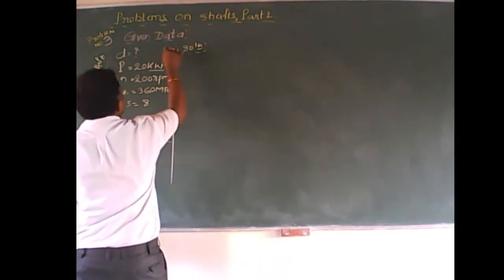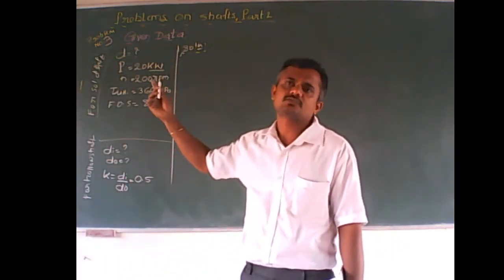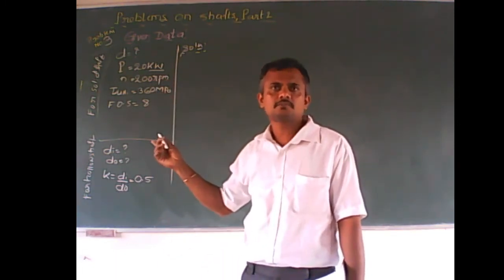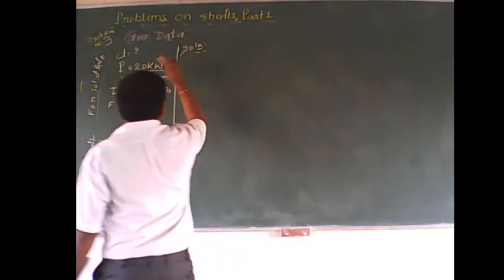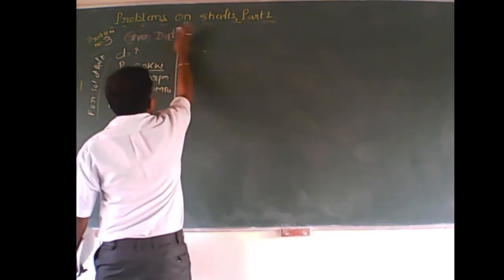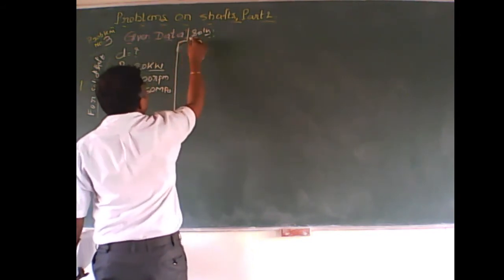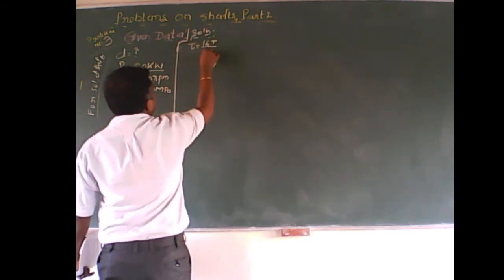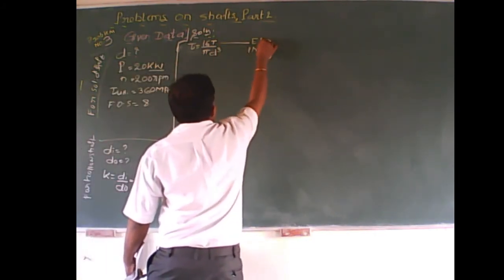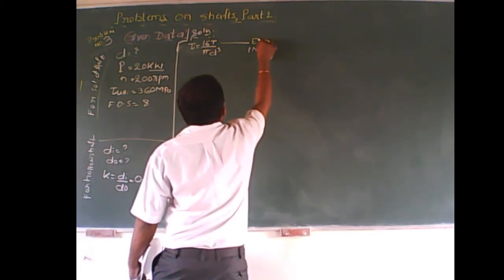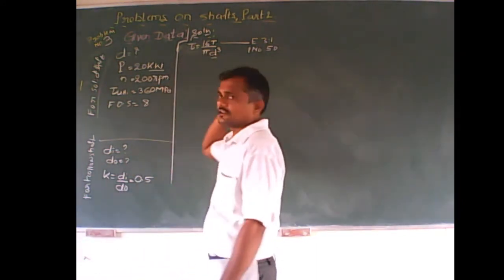Now we have to go for the solution. As I said, the same method can be used for calculating this problem. He has asked us to calculate the value of D. So straight away I can write: we know that tau is equal to 16T divided by pi d cube. Equation number 3.1, page number 50, correct? Please concentrate. We have to calculate D.